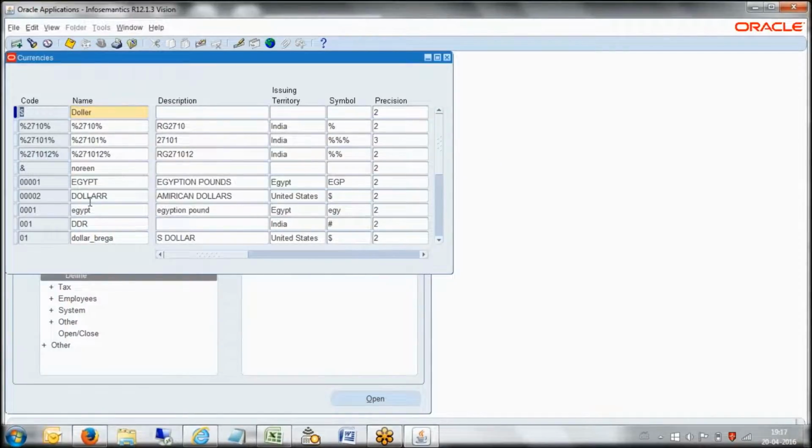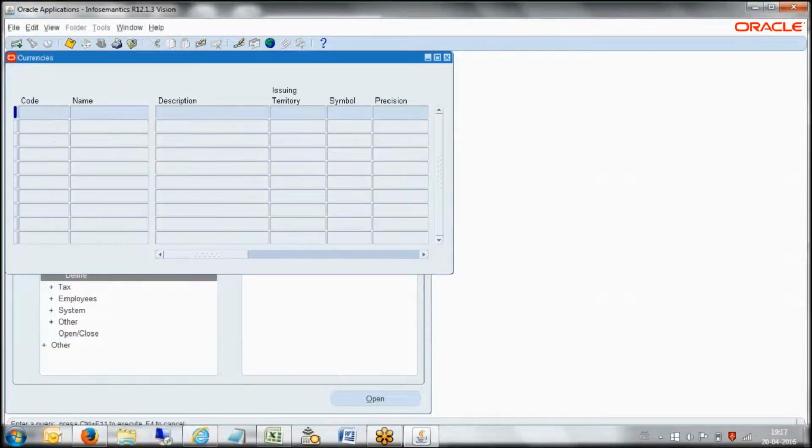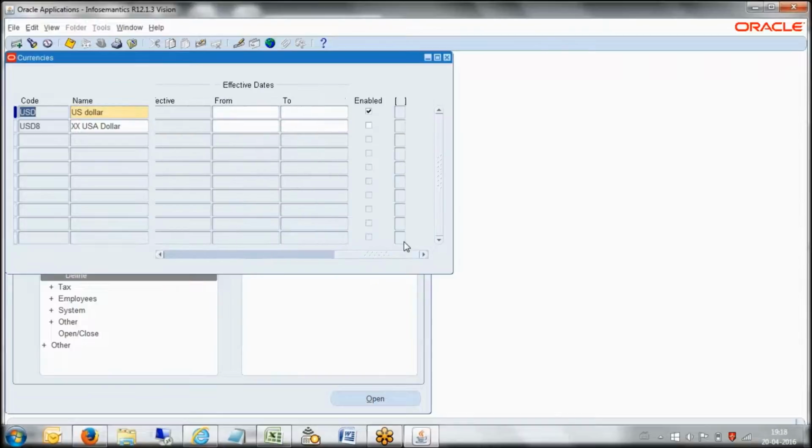Whereas in case of seeded data, created by will show sysadmin. So here I need to query up USD. Press F11, bring the screen into query mode, put your keywords, put percentage, and press Control F11. It will query up specific data. Scroll it to the right. You need to enable this checkbox. If you enable it, it does not mean that you have used it in your setups. You are just enabling the currency, and any number of currencies you can have enabled at a time.